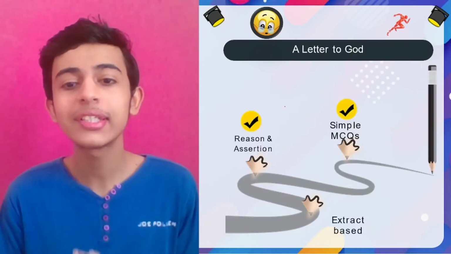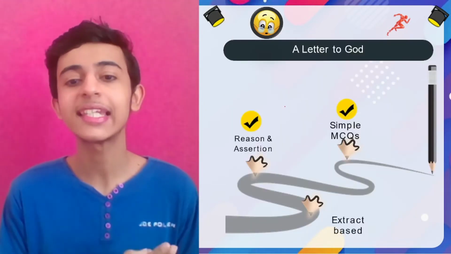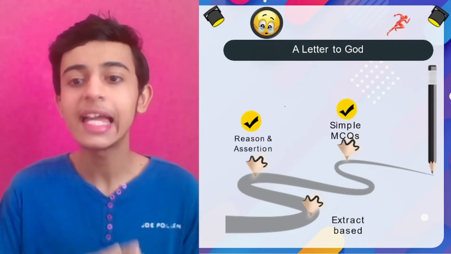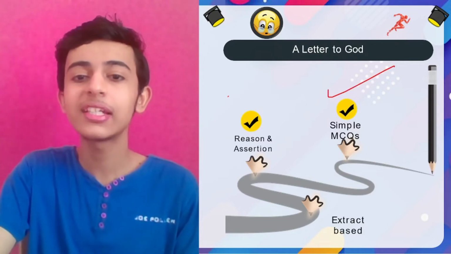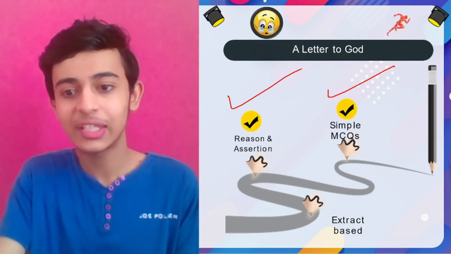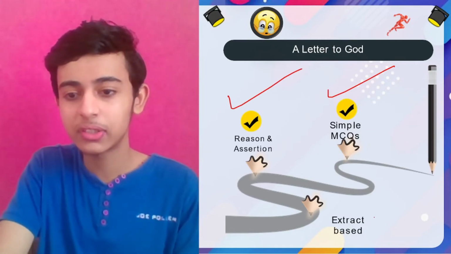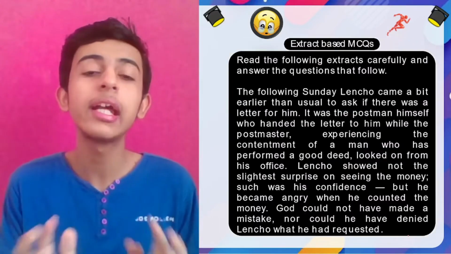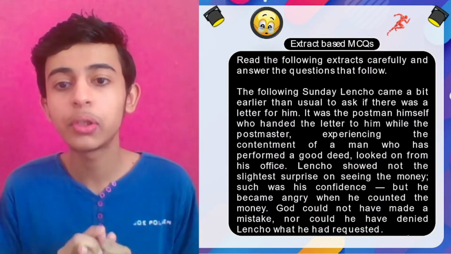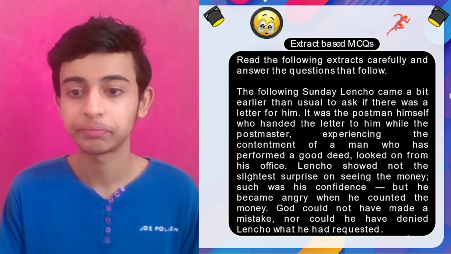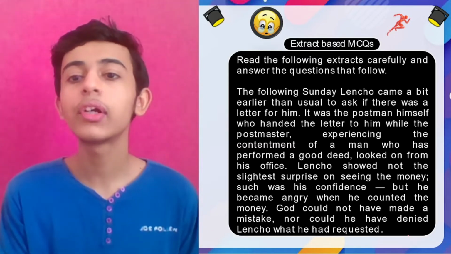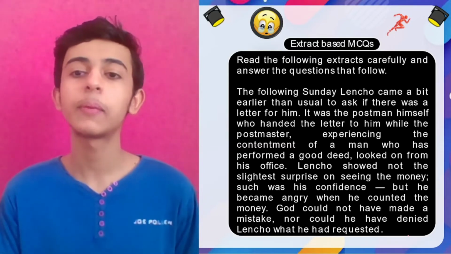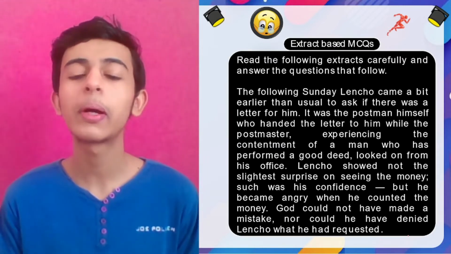So we are also done with the most important reason and assertion based questions, and 2 things have been completed. Now the last element, that is extract based questions, or you can say the case based questions. Very, very important. The most important typology of questions for English. So read the following extracts carefully and answer the following questions that follow. Okay, so I'm giving you time to read.